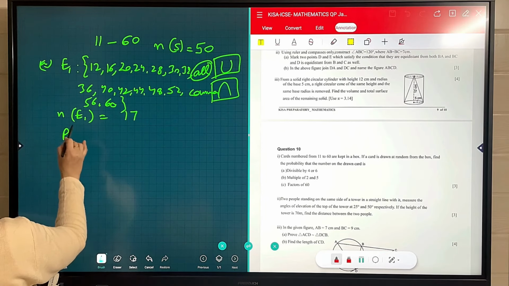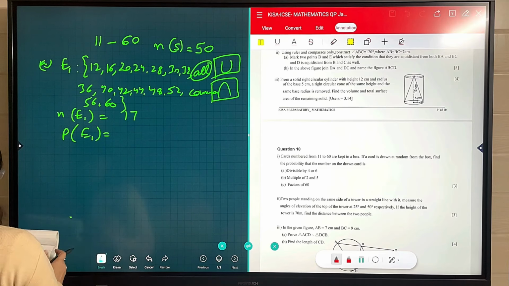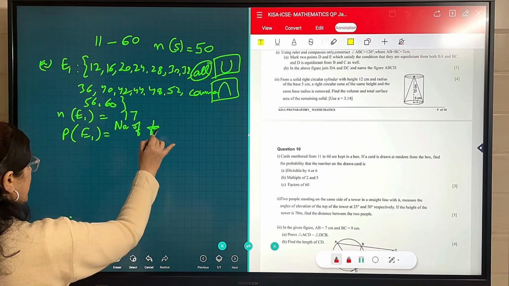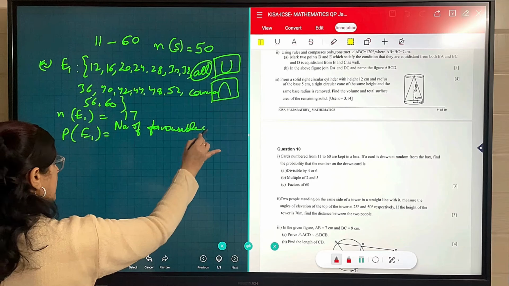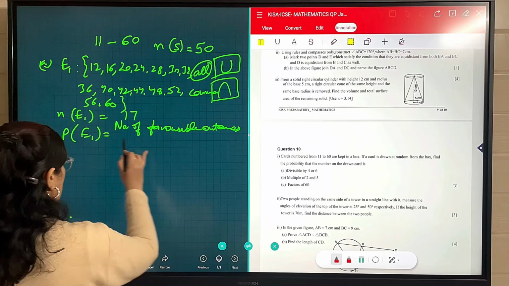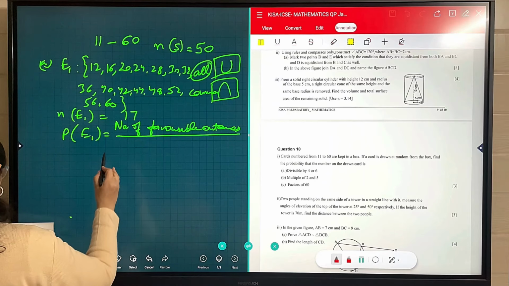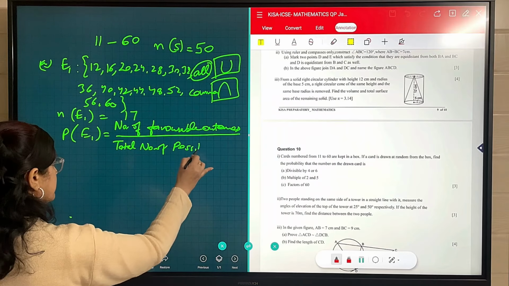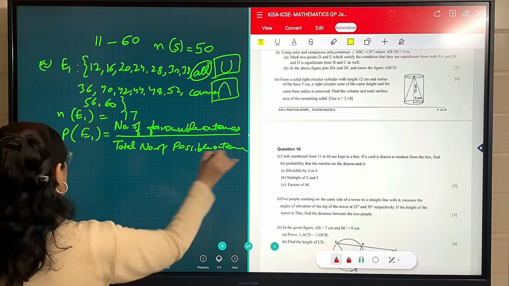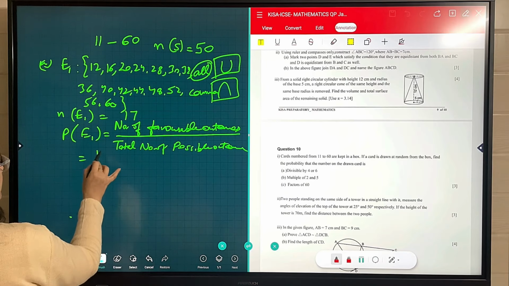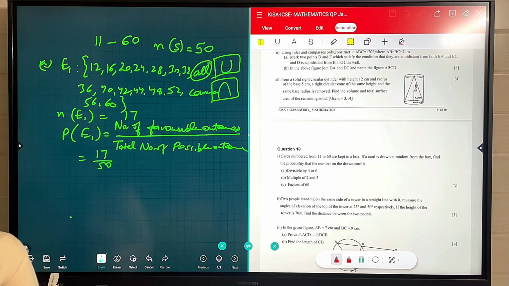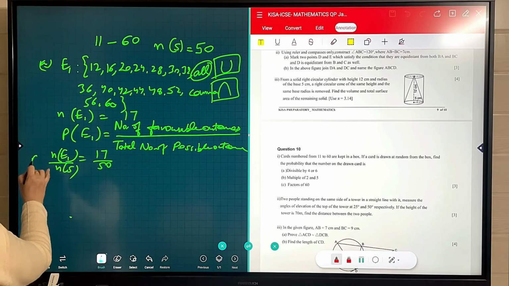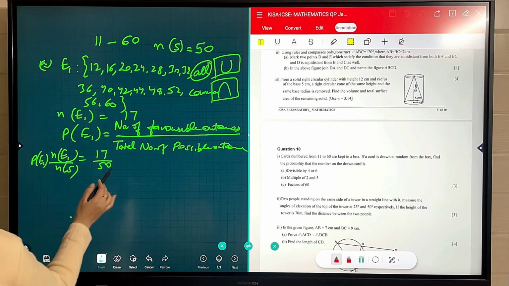So the formula for probability is equal to, we have to write all the parts, but I am writing it once, number of favorable outcomes divided by total number of possible outcomes. So total number of possible outcomes, what chances can be there? Total we have got 17 and total cards are 50, so 17/50. We can write n(E1) upon total n(S), so we get the probability for E1. Now this is the answer for the first part.